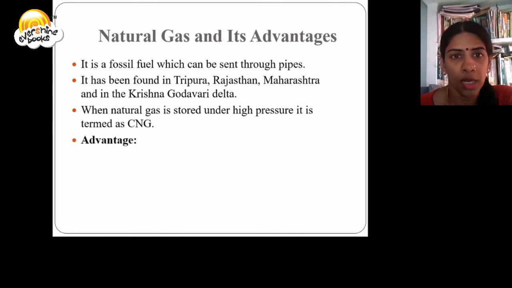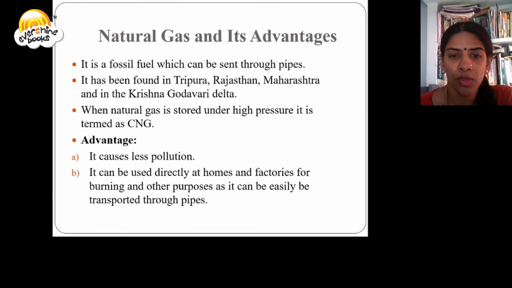Let us now discuss the advantages of natural gas. It causes less pollution. It can be used directly at homes and factories for burning and other purposes. This is because it can be easily transported through pipes.